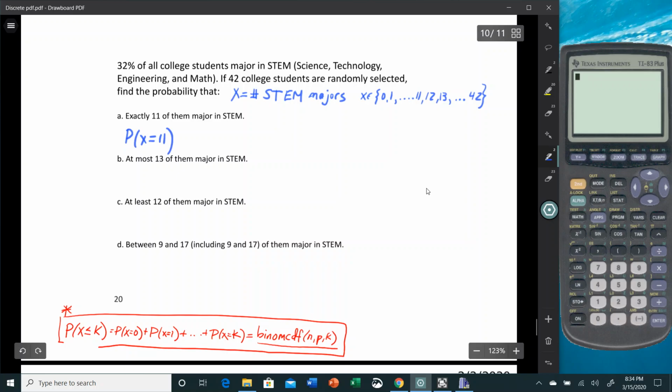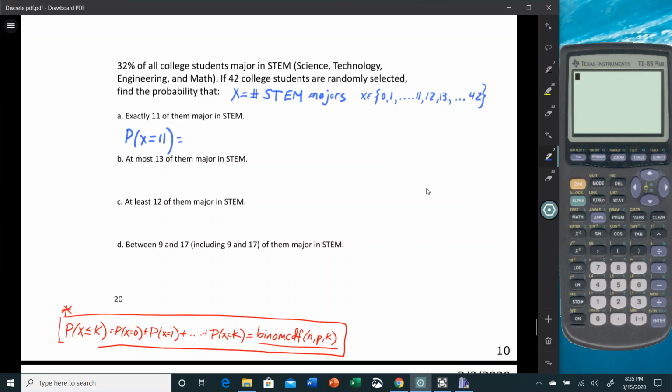And that's like the case we had done before, where this is a binomial scenario because each student constitutes a binomial trial, and there's either success or failure. Success is being a STEM major, failure is not being a STEM major. There's 42 different trials. Again, each student constitutes a trial. They're independent. The probabilities are the same from trial to trial. So the binomial distribution does apply here.